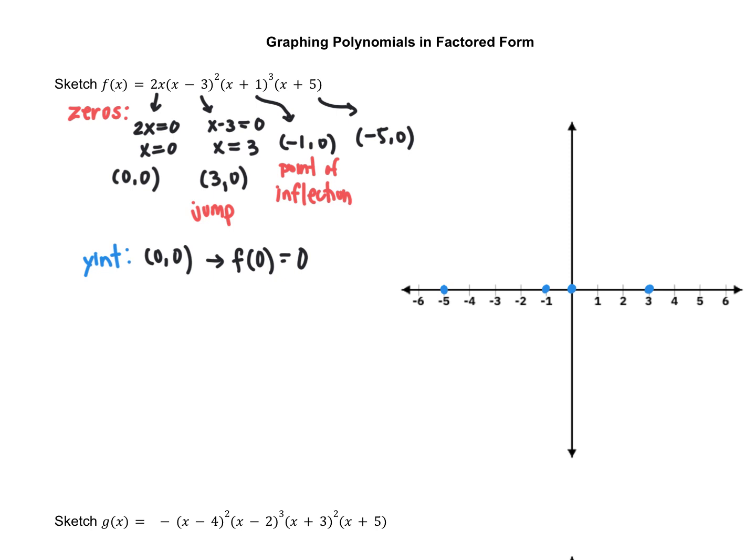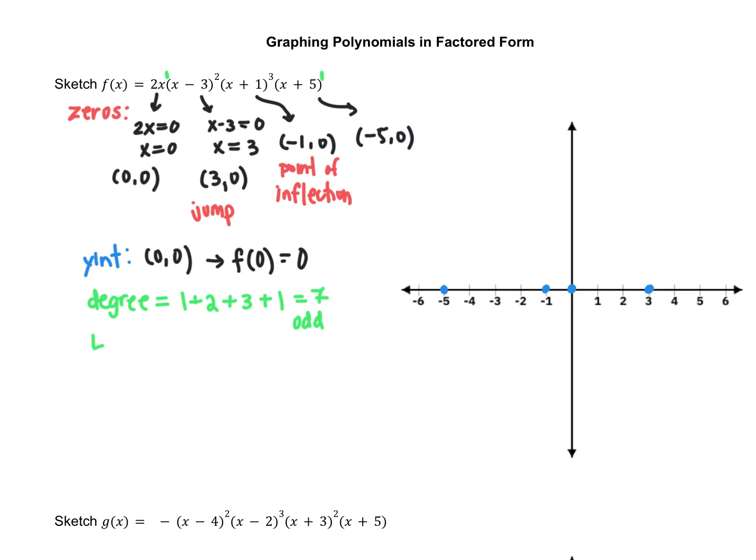The next thing, we might want to look at the degree and the leading coefficient just to get an idea about our end behaviors. So for your overall degree, you want to take all of your exponents and add them up. Keep in mind that there are invisible 1 exponents. So 1 plus 2 plus 3 plus 1. Our degree is 7, which means it is an odd number. We're going to have opposite end behaviors.